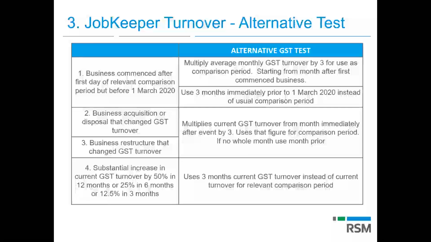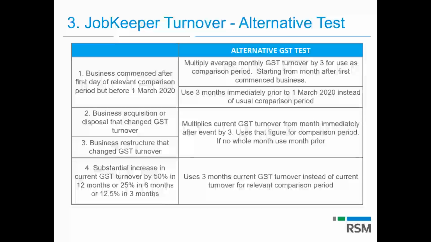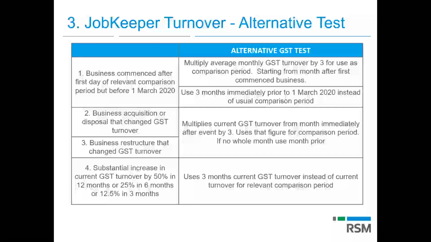To test whether the increase is met, in the case where 1 March is used as the reference period, the turnover in February 2020 is compared to the period either 12 months, 6 months or 3 months earlier as required. And where the test applies, the new comparison period is either the 3 months before 1 March 2020 or the 3 months before the test period.